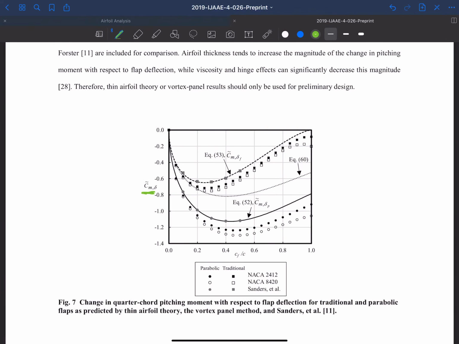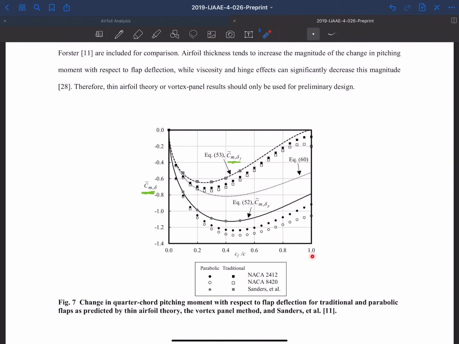Okay, so the traditional flap deflection is this dotted line. And again, I think it's helpful to think through what this means. So if we have a cf over c, again on the x-axis, if we don't have any length on that flap, then of course we don't get a change in pitching moment with a change in deflection.